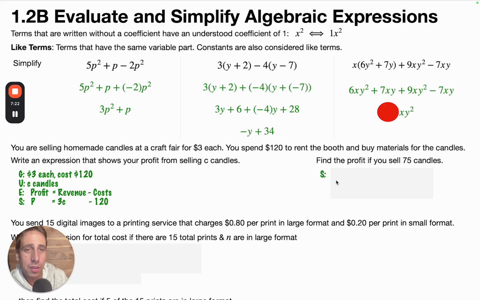Now, the next part would be, what if you find the profit if you actually sold 75 candles? So they're telling you, oh, wait, C is going to equal 75. So your profit's going to be $3 a candle times 75 candles you sold total. That's a lot of candles, you're out there at that craft fair, working hard for those 75 candles selling. And then you had to front $120 at the very beginning. So how much profit are you actually going to make? When you multiply and subtract, you get that you actually made $115.